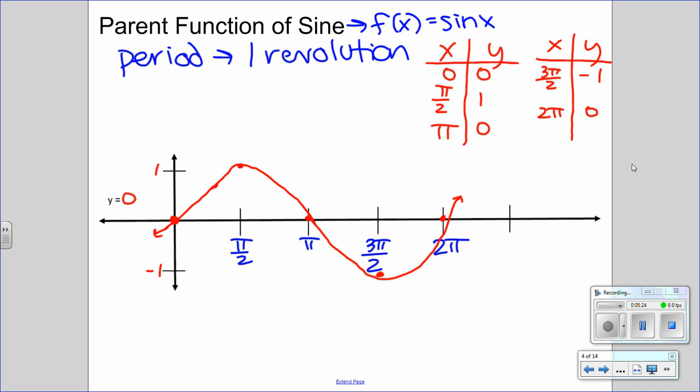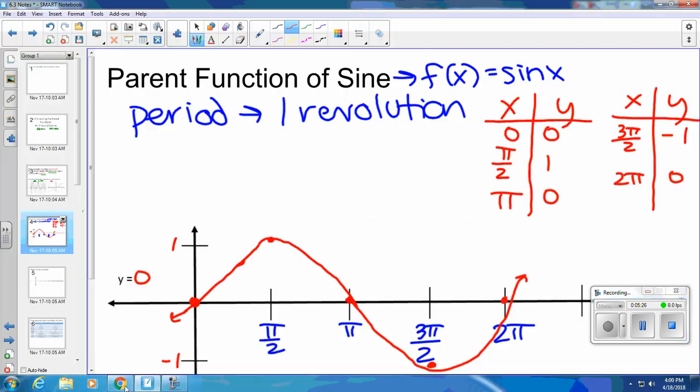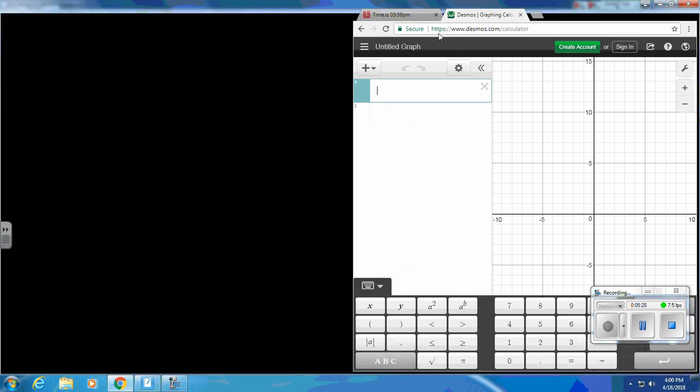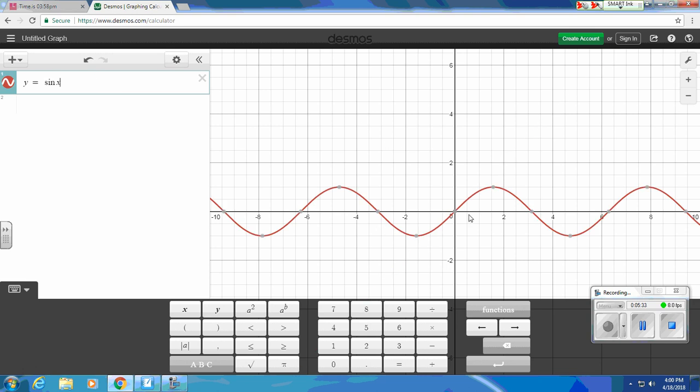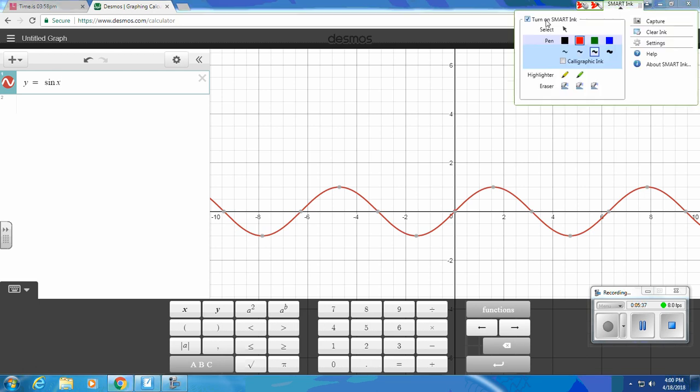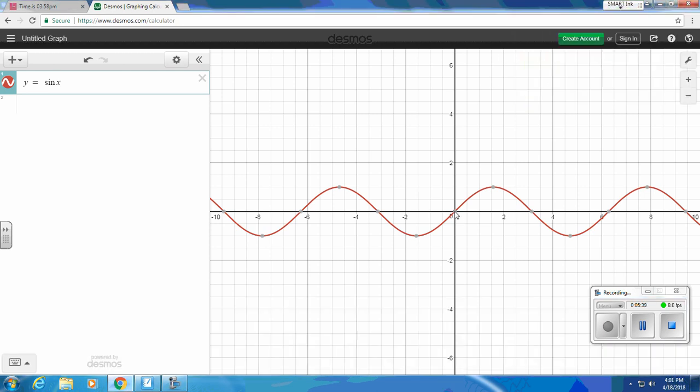Okay. What I'm going to show you next then, if you go to Desmos, we can graph sine of x. And our points that we plotted are here. We have (0, 0), (pi over 2, 1), (pi, 0), (3 pi over 2, -1), and 2 pi. So this is the period that we plotted.